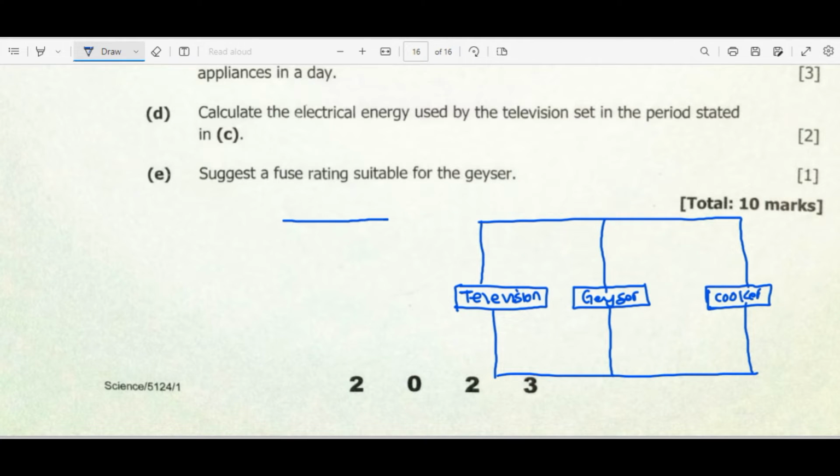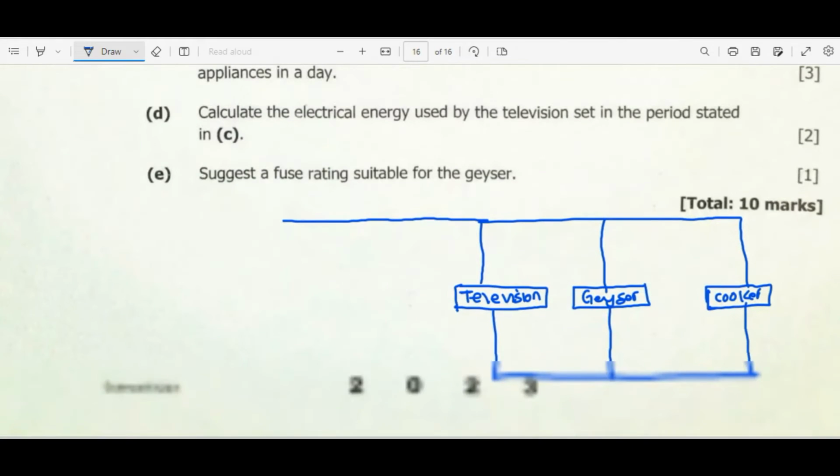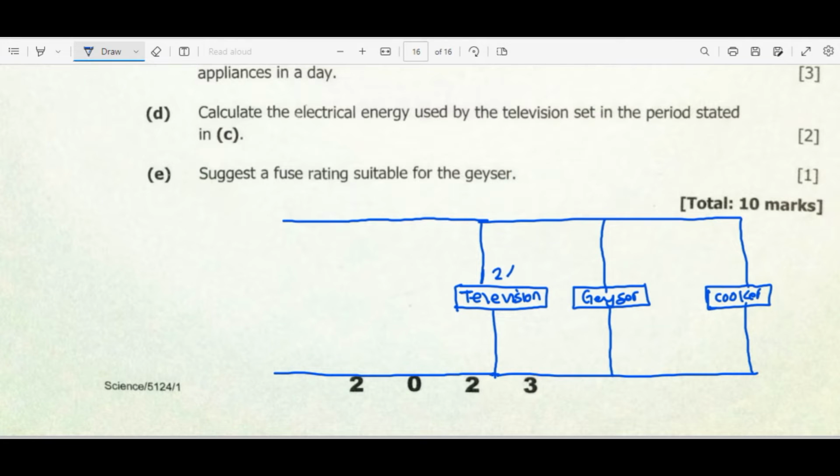So the key point in a parallel circuit is that the voltage that goes to, let's say, each electrical appliance is equal. For example, if you go back to the question here, we are told that the power supply supplied a voltage of 240 volts, which simply means that each electrical appliance received 240 volts. So here a voltage of 240, even here a voltage of 240, so is here.